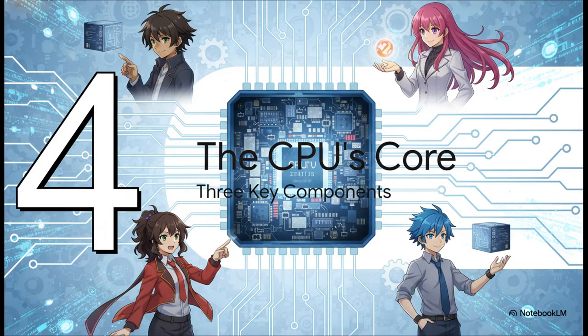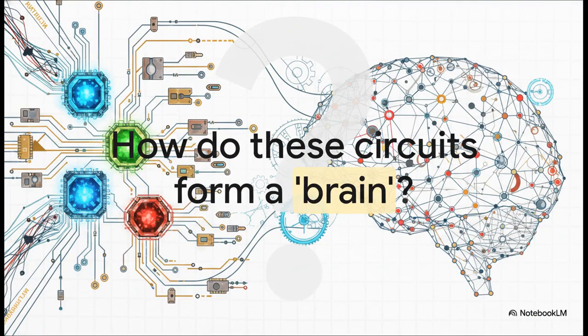Okay, let's take stock. We have logic gates that can calculate. We have flip-flop circuits that can remember. We have all the pieces. Now, we can finally put them all together and assemble the brain itself, the central processing unit, the CPU. So how do these circuits actually form a brain?